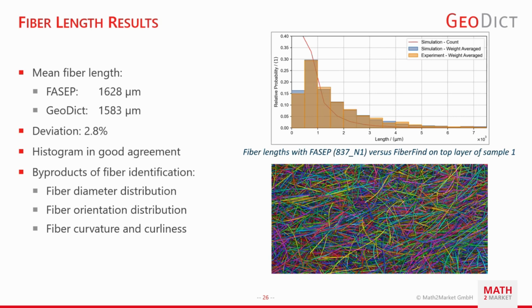You can also see on the right side, we have the fiber length histogram. We also have a very good agreement there. It's only slight deviations. In blue, that's the result from FiberFind, and in brown, that's the result from the FASEP system. And of course, because we have the individual fibers, we not only get the fiber lengths, we also get diameter distributions, orientations, curvatures, and curliness.